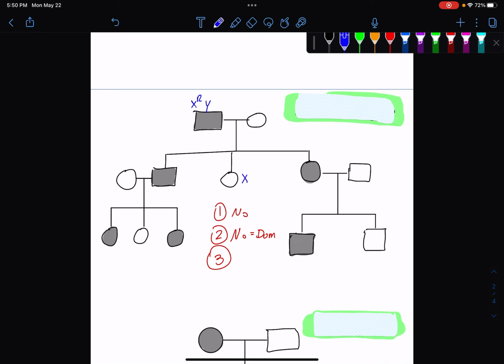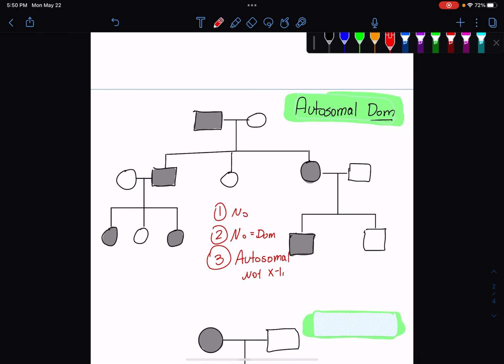And with this presentation, if we assume it's X-linked, she would have to be X little r if she was unaffected. Well, she needs to inherit this X from her father. So if she's inheriting the X, there's no way she's getting this pairing of little r X's, right? So that means we know it's not X-linked. Okay, so the answer would be autosomal dominant, because we know it's not X-linked.